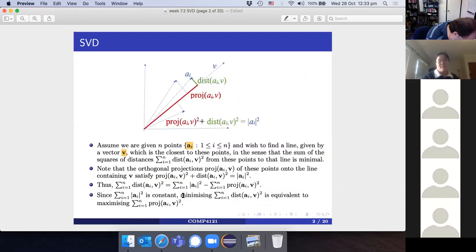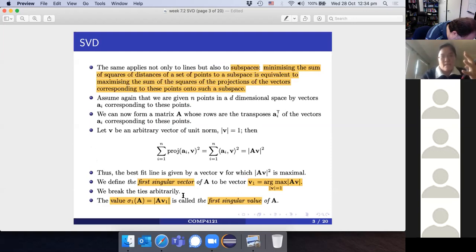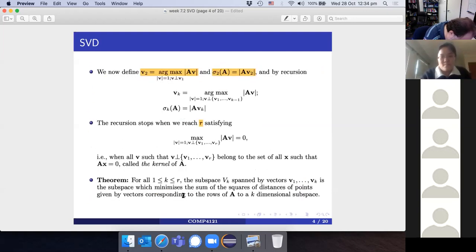So you see, our original problem is, given n points, we try to find a line to minimize the sum of the distances from the points to the line, and then we smoothly move from the problem into a matrix-based problem. And we conclude our first theorem here.